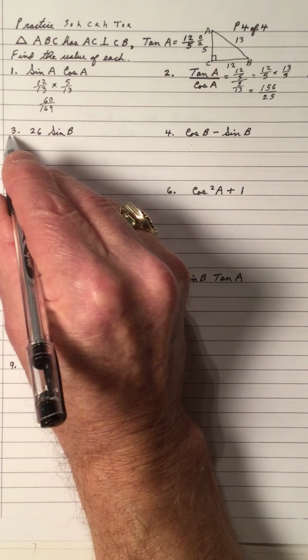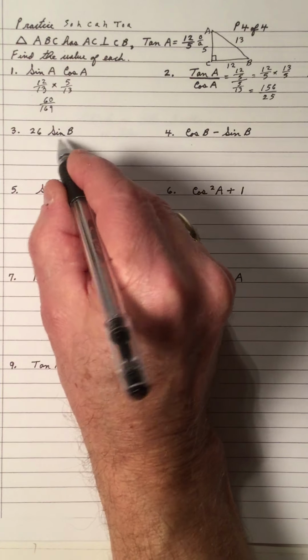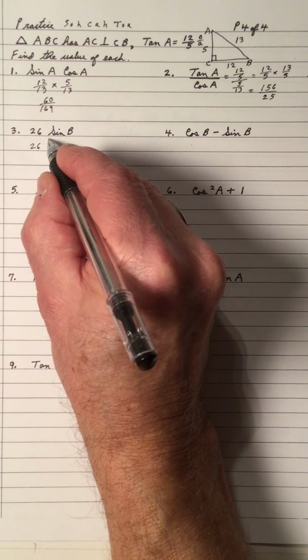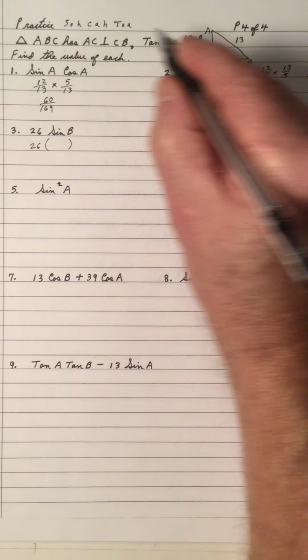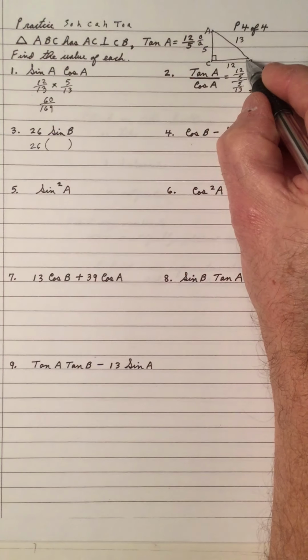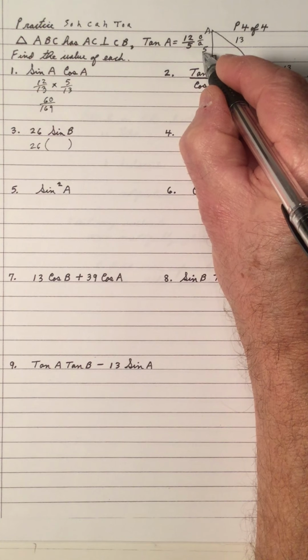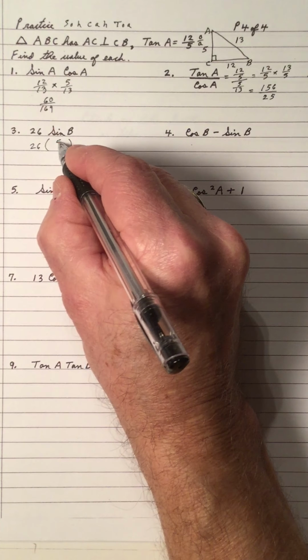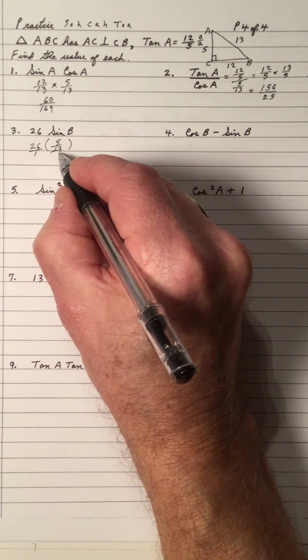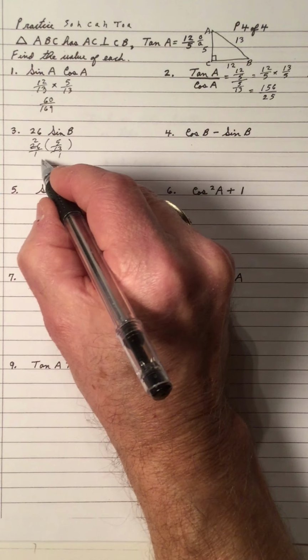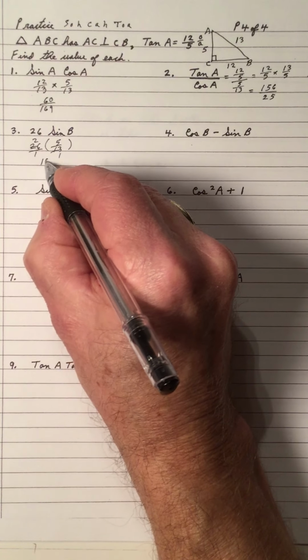And number 3, 26 sine B, that means 26 times sine B. So the sine of B, sine is opposite over hypotenuse, so it's 5 over 13. So that's 26 over 1. 13 goes into 26 twice, so that gives me a 10.